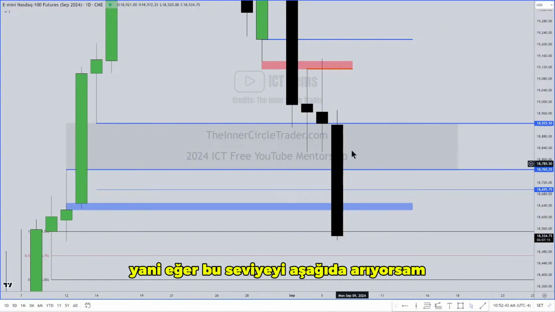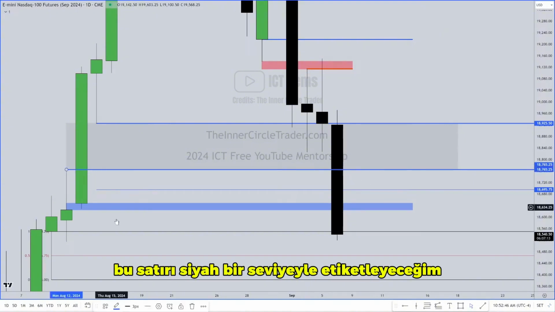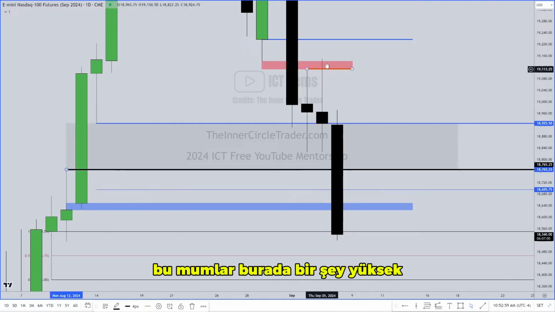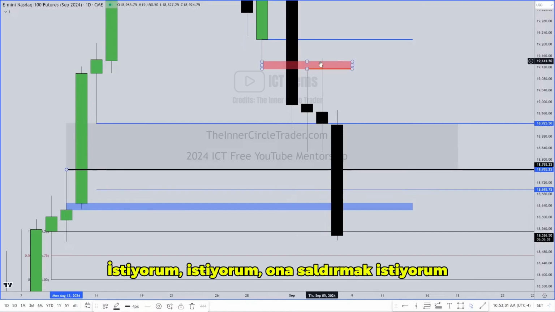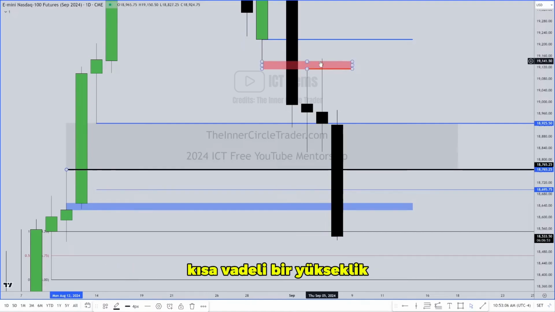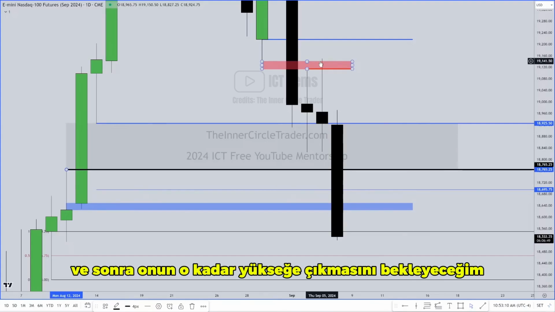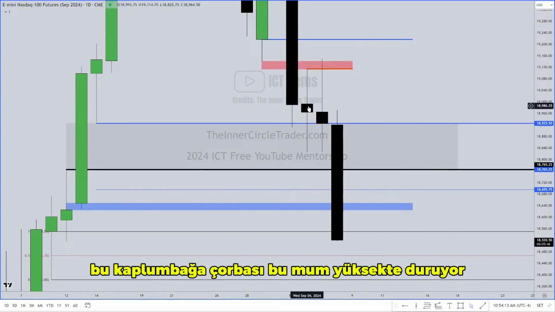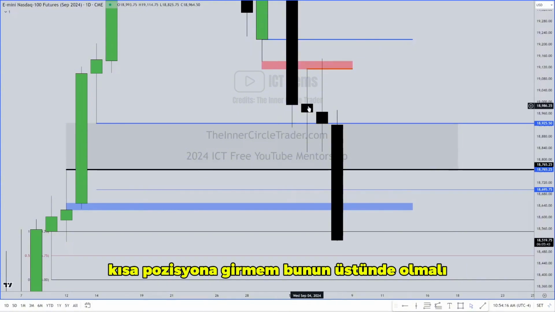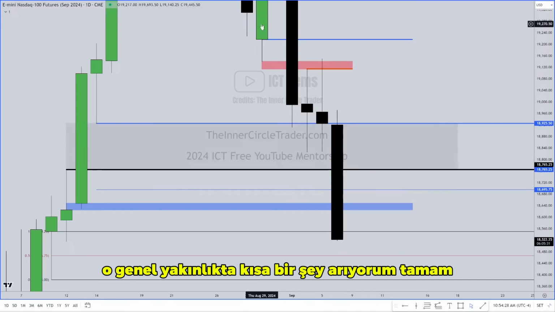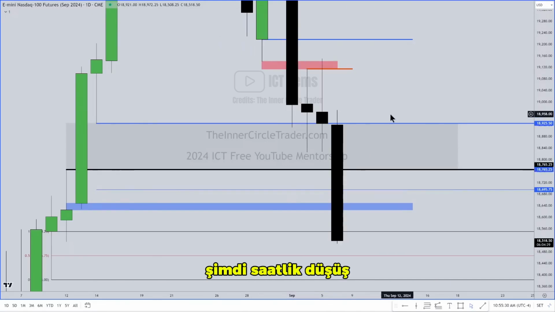So I'm looking for this level down here, which I'm going to label with a black line. Between this candlestick's low and this candlestick's high, something in here, I want to attack it. I'm waiting for them to give me a short-term high around the time of day that I want to trade, and then I'm going to wait for it to pierce that high. That's turtle soup. My entry going short has to be above this candlestick's high, as much as this candlestick's low. So I have a range for looking for a short in that general proximity. Okay, so now drop to the hourly.